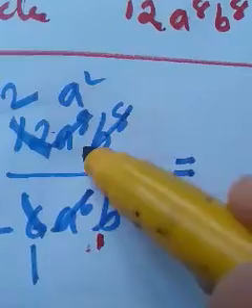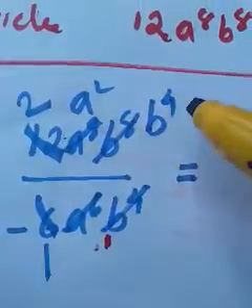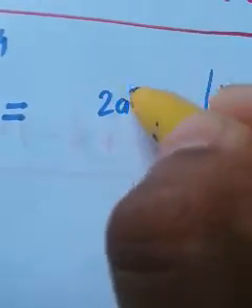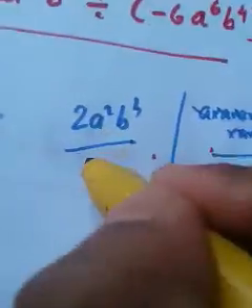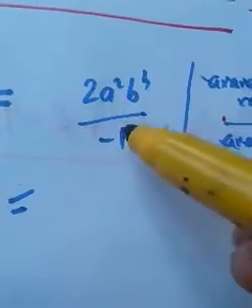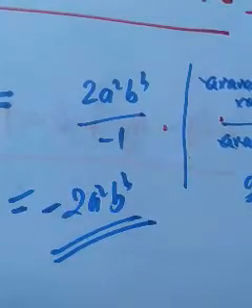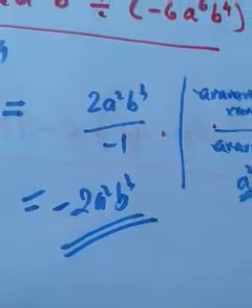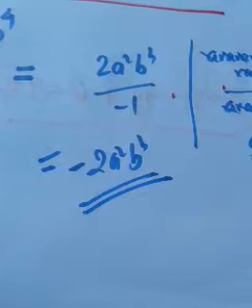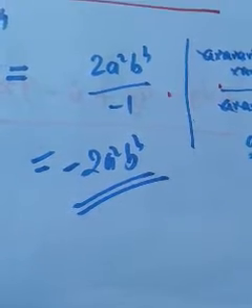b raised to 4 and b raised to 8 can be cancelled. Then b raised to 4 will remain. So what is the result? 2a square b raised to 4 divided by 1, since the minus 1 is there. Or you can write it as, what is 2a square b raised to 4 by 1? 2a square b raised to 4 itself. Then you can give the minus sign here. So this is the result. You may have understood, no? Okay. Shall we move to the next question?